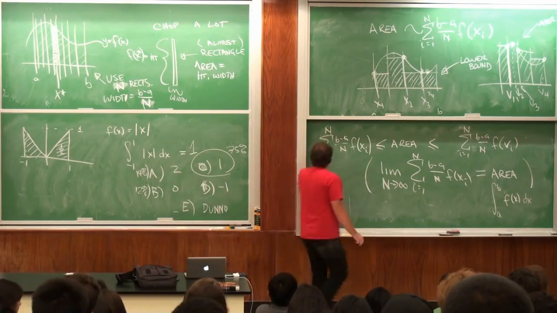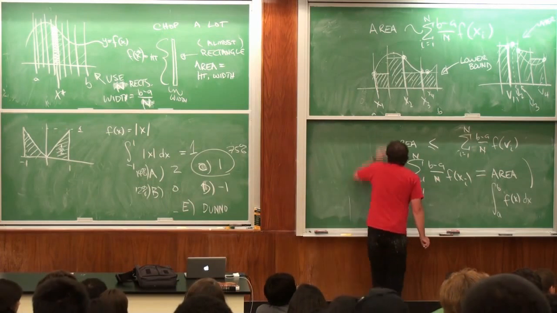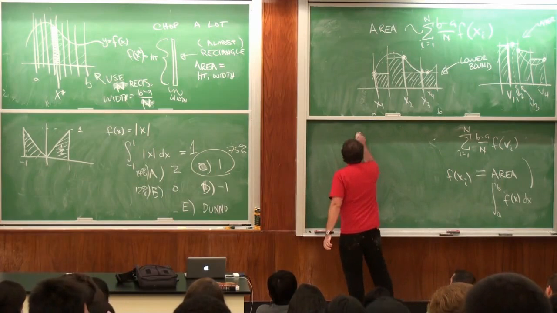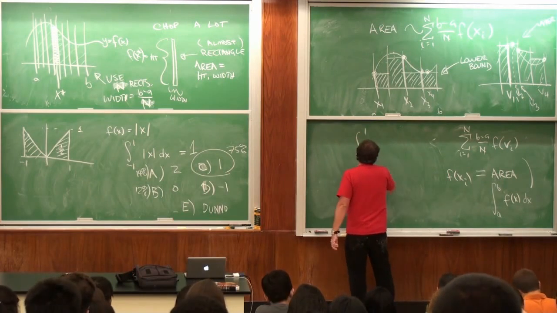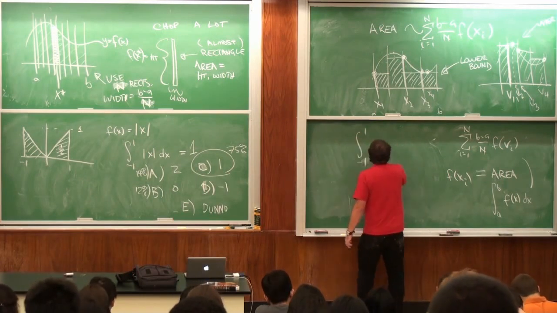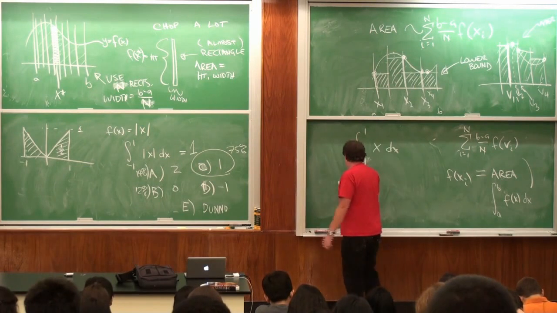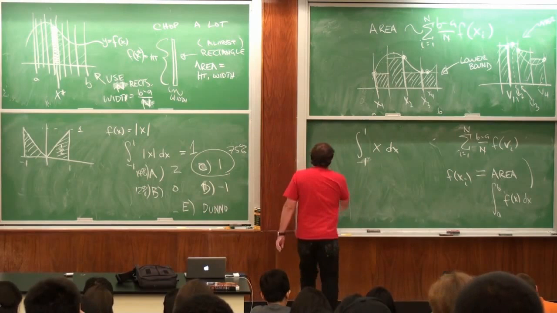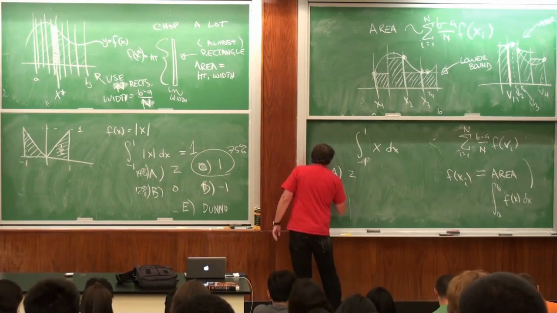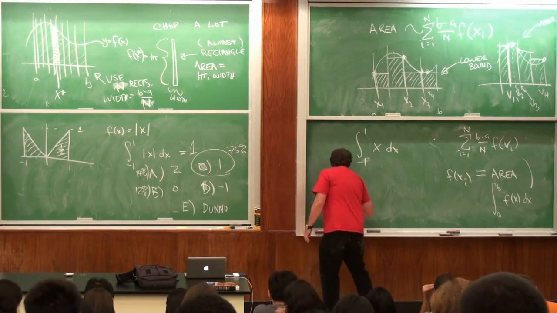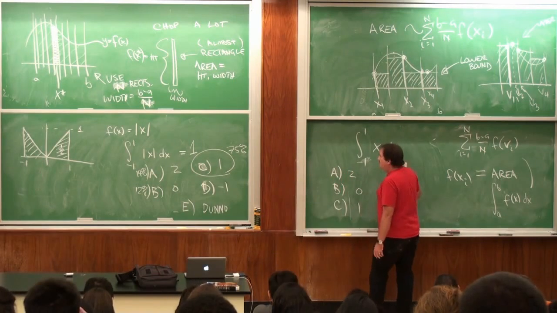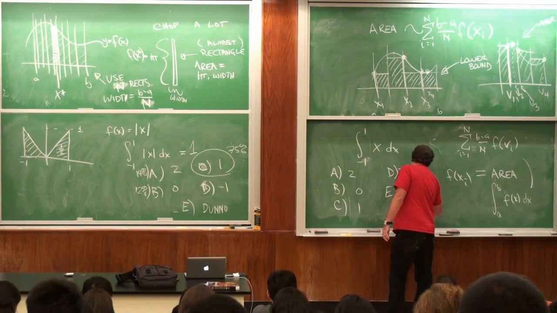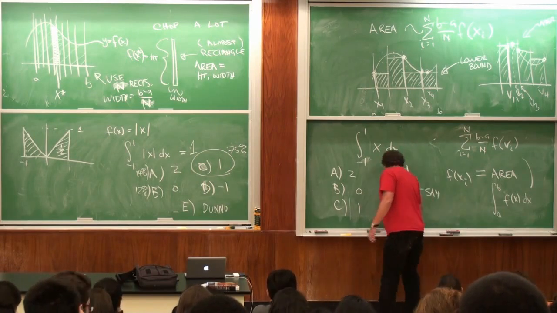So, suppose we do the same thing. Instead of absolute value of x, let's just do the integral from negative 1 to 1 of x dx. I don't have to draw the picture, I hope. The choices are A, 2; B, 0; C, 1; D, negative 1; E, can't say. And F, a rabbit.